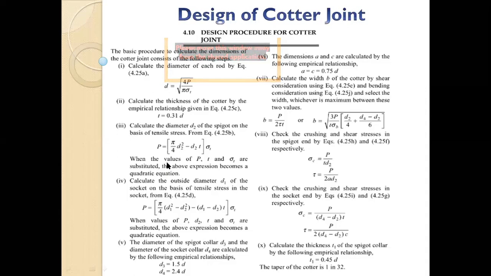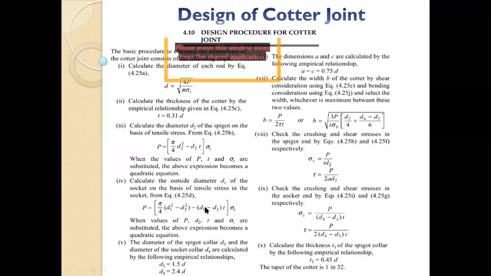For tensile failure, just try to imagine where the spigot will fail, where the socket is. What is the area? Pi by 4 d2 square, the diameter of the spigot, minus the socket area, d2 times t. So this is the cross-sectional area of the spigot where it will fail. Using that, we know P, and we know sigma T, the allowable tensile stress for the spigot. We can find D2 using this equation because it's a second degree equation. So P is equal to pi by 4 D2 square minus D2 T, into sigma T, right?